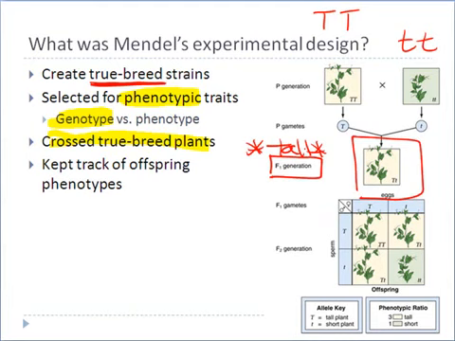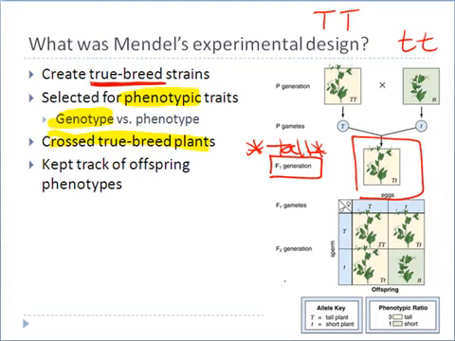Not at all what you would have predicted if you believed in the blended inheritance hypothesis. So he was able to refute right away and say the blended inheritance hypothesis is not correct. Look at what happens when I combine tall and short plants. I get tall plants, I don't get medium-sized plants.